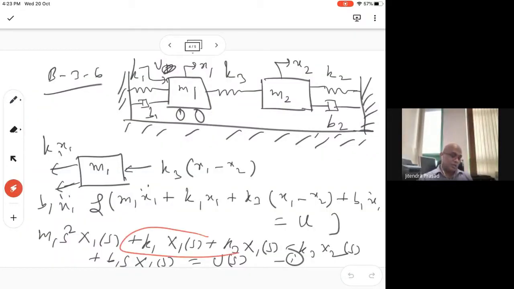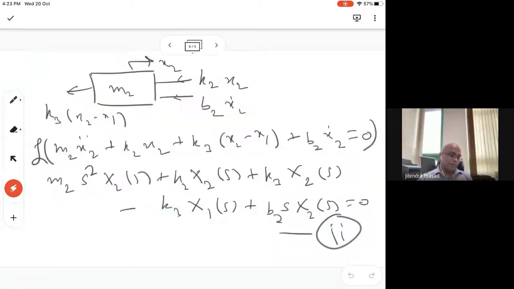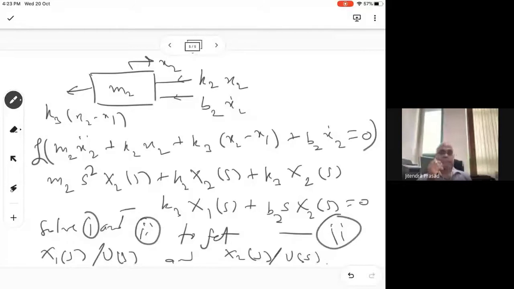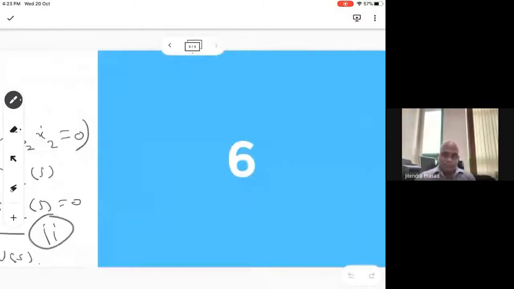So you can solve this; it will be in a matrix form. Solve equations 1 and 2 to get X1(S) over U(S) and X2(S) over U(S). This is how you can find it. Any question, guys?